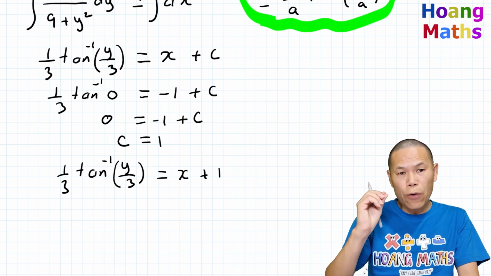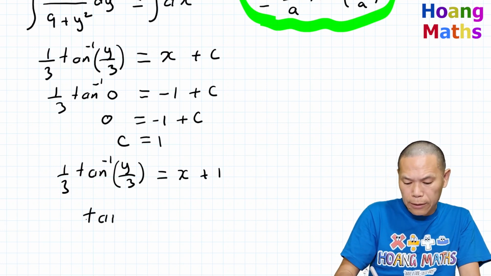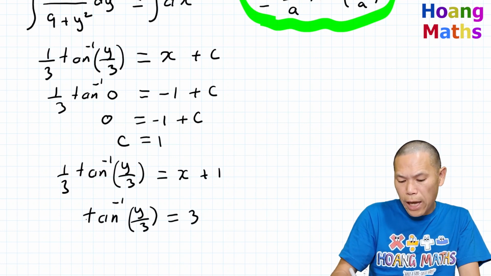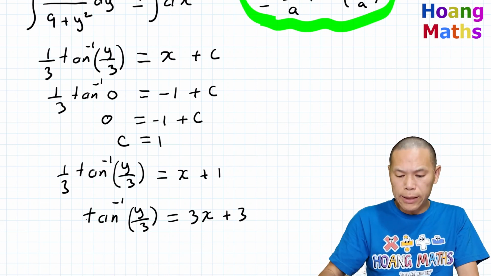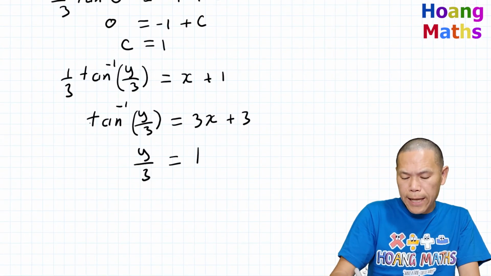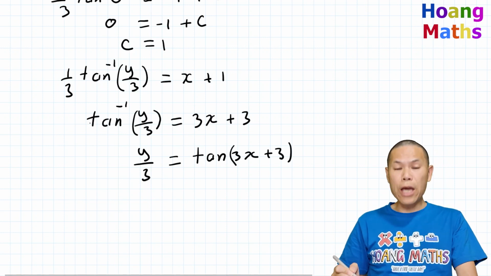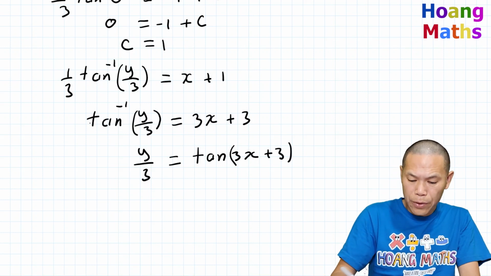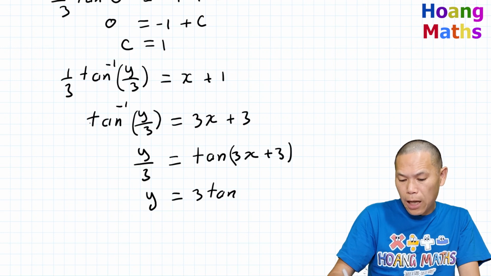And don't forget, we solve for y. So I multiply by 3 on both sides. So that becomes tan inverse y over 3 is equal to 3x plus 3. So there you go. And I take tan on both sides. So that will give me y over 3 equals tan of 3x plus 3. And I multiply by 3 on both sides again. So this means that y is 3 tan of 3x plus 3.